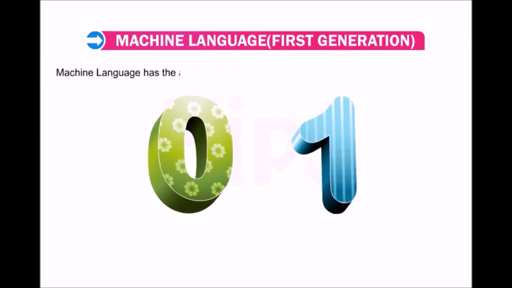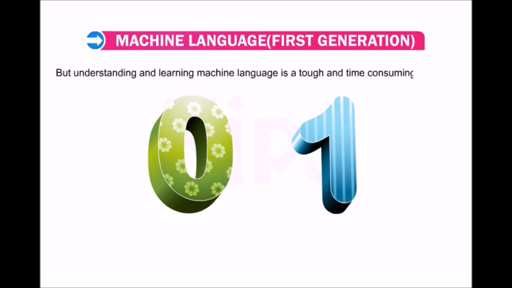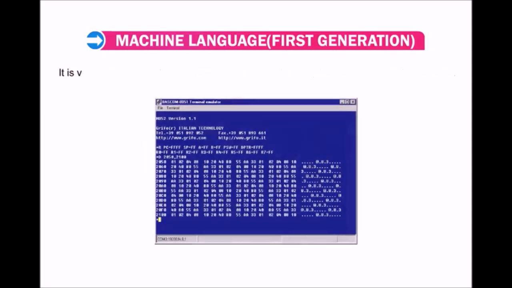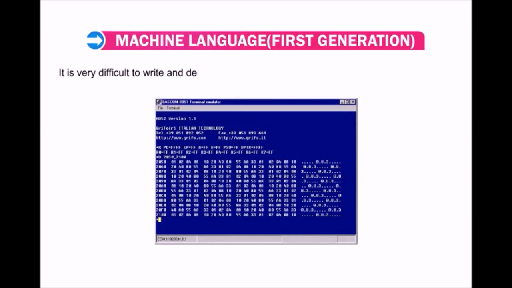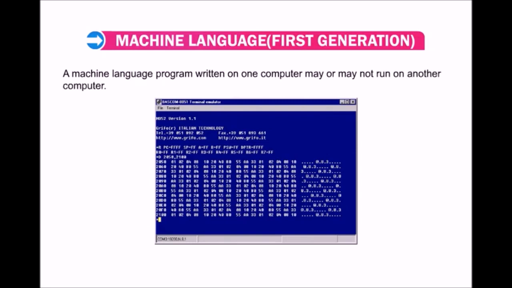Machine language has the advantage of very high speed and very low memory utilization. But understanding and learning machine language is a tough and time-consuming process. It is very difficult to write and debug programs written in machine language. It is extremely machine-dependent. A machine language program written on one computer may or may not run on another computer.